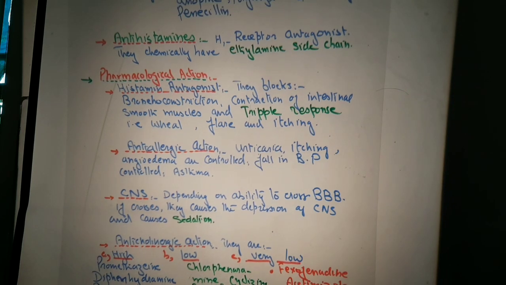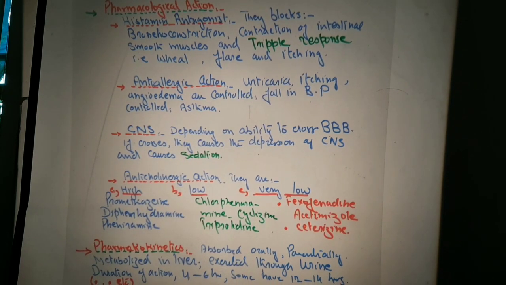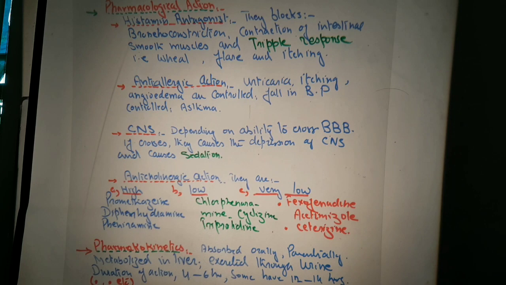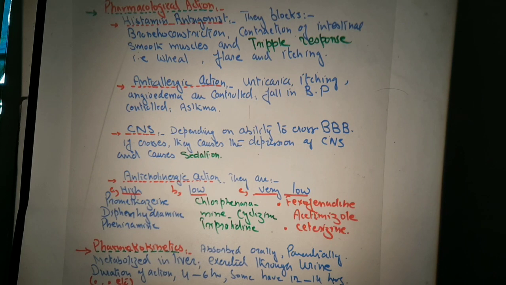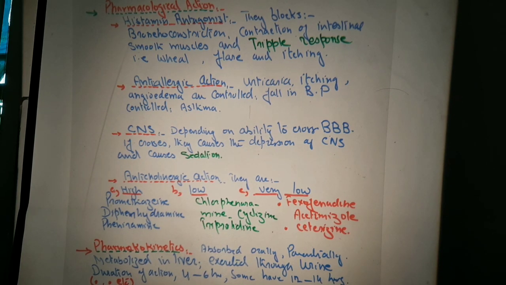They have certain pharmacological actions. So first of all, histamine antagonist. Histamine antagonist means that they block the release of histamine, or they block the combining of histamine with its specific receptors, which are known as H1 receptors. On the basis of that, they prevent the bronchoconstriction, contraction of the intestinal smooth muscles, and the triple response, that is wheal, flare and itching.